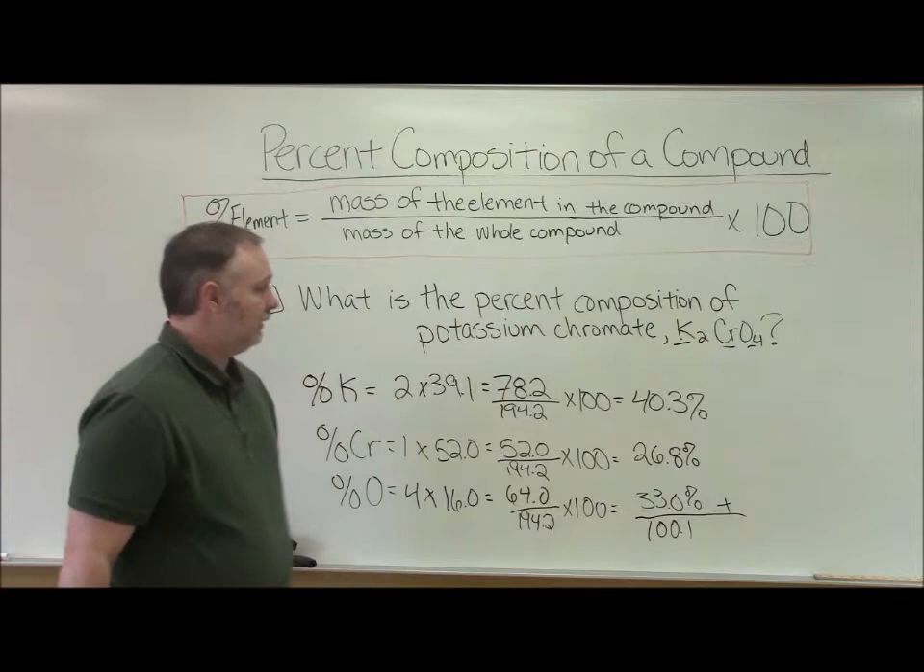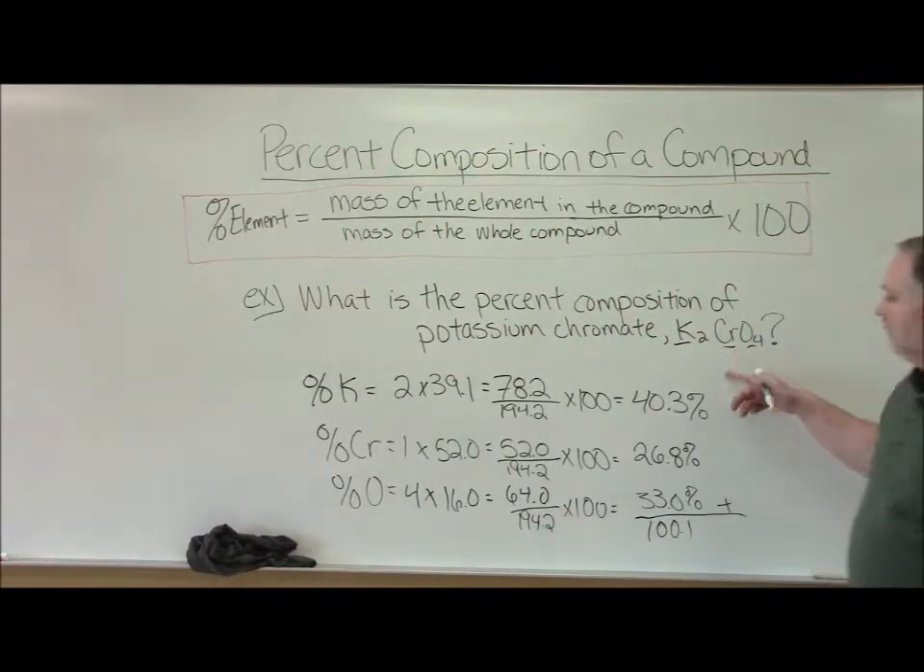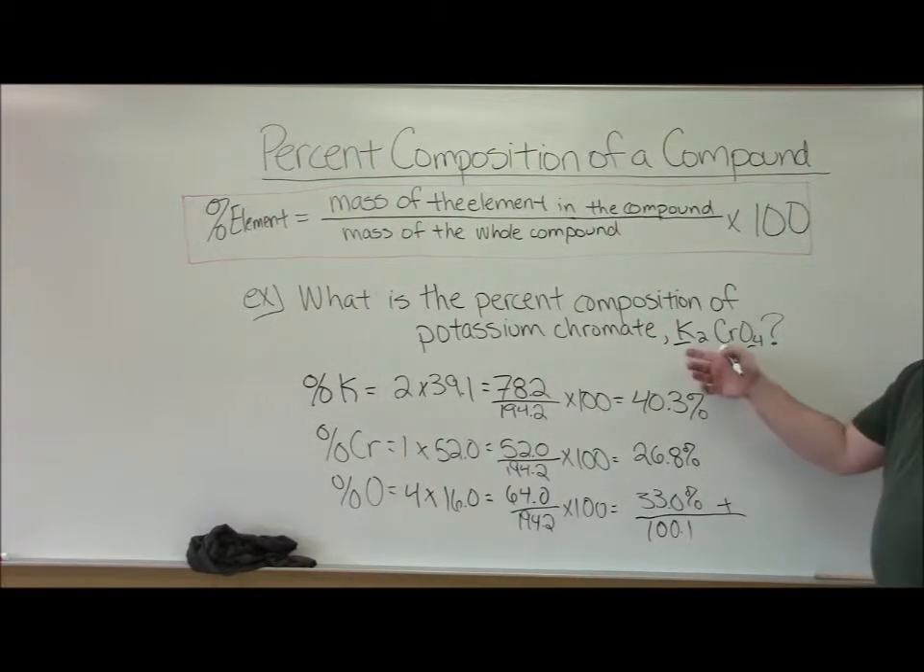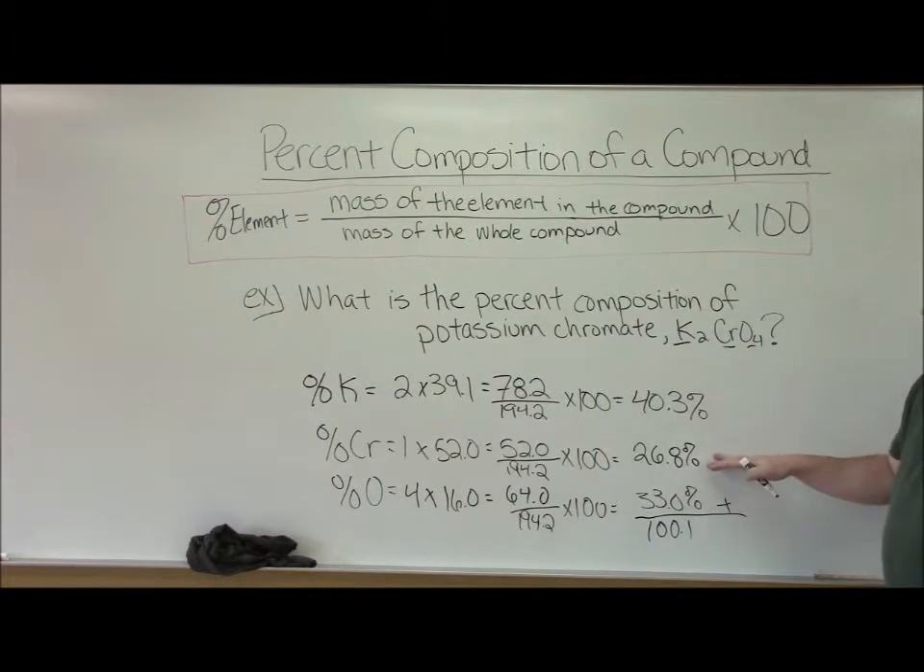So what this means is, in this compound, 40.3% of it is potassium, 26.8% of it is chromium, and a third, 33%, is the oxygen.